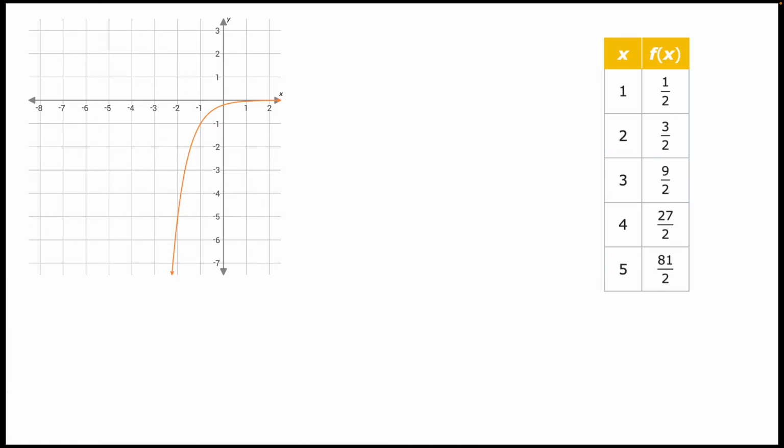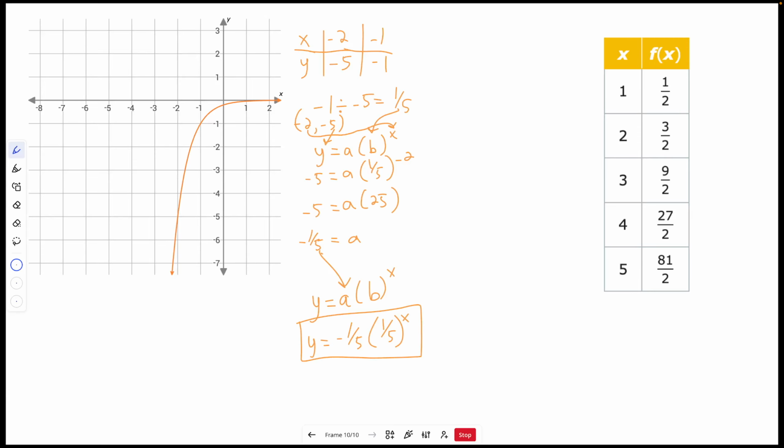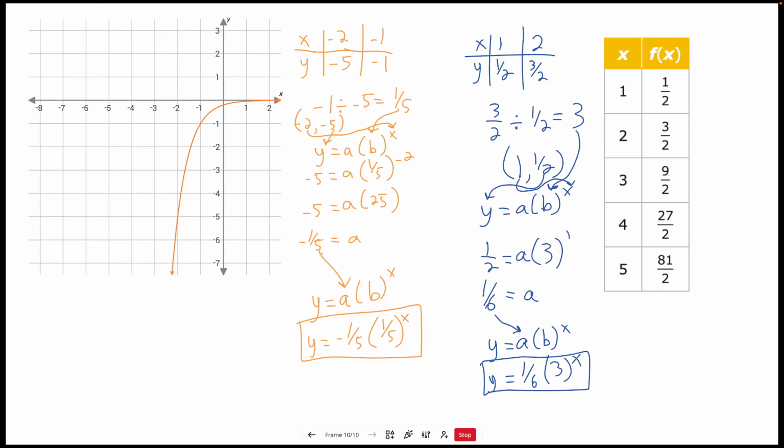Okay, now that you've had time to work these problems, let's check your solutions. For the first problem, here is the work. Your final answer should have been y equals -1/5(1/5)^x. And for the second problem, here is the work. You should have ended up with y equals 1/6(3)^x.